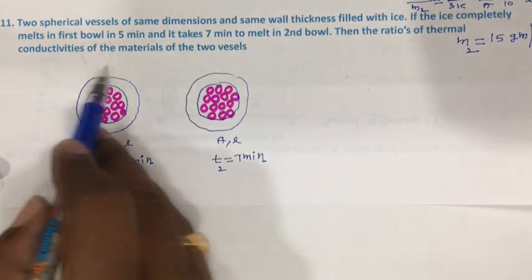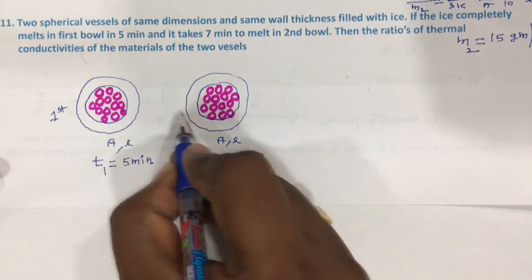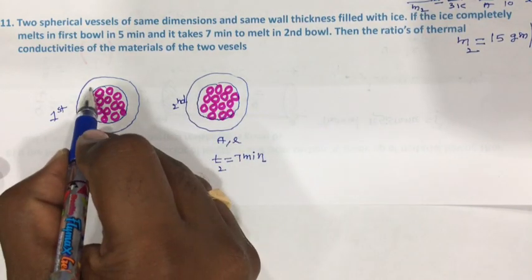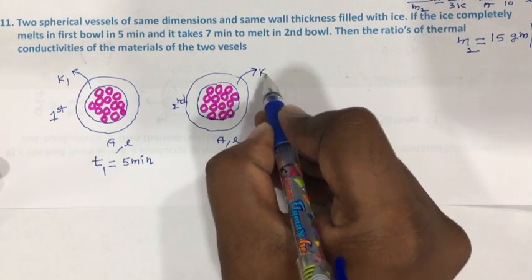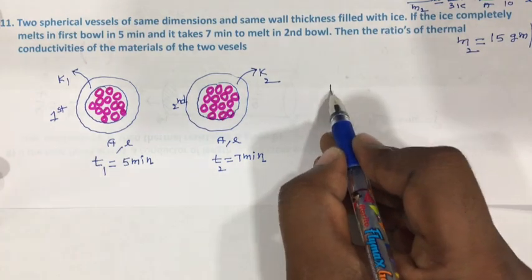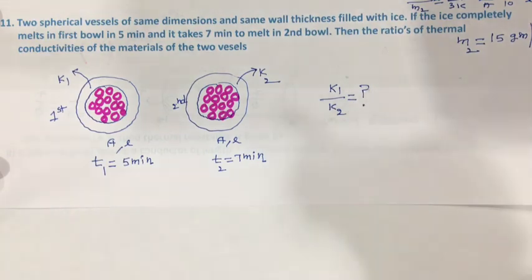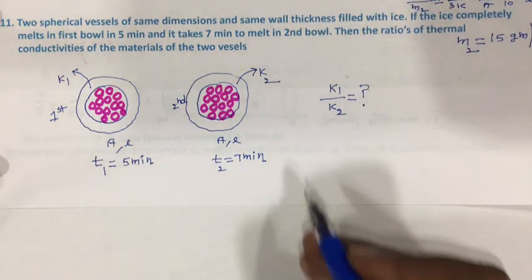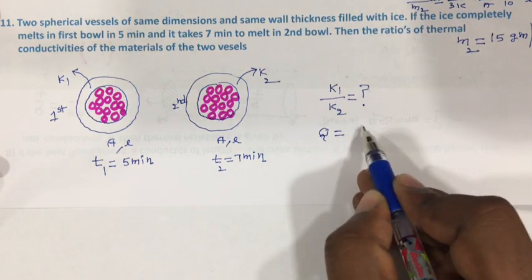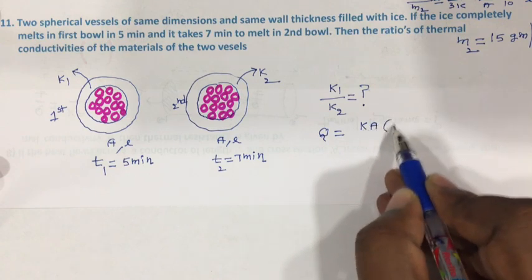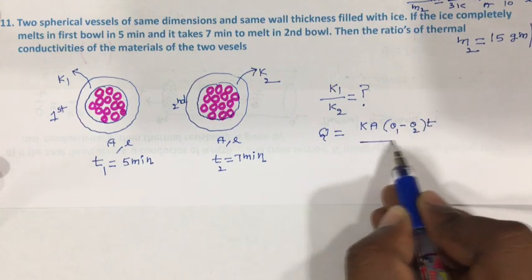Then the ratio of thermal conductivities of materials of the two vessels. So this is the first vessel, and this is the second vessel. The coefficient of thermal conductivity of the first vessel is K1, and of the second vessel is K2. We want to find the ratio of thermal conductivities, K1 upon K2 is equal to question mark. Use the basic formula: Q is equal to K A (theta 1 minus theta 2) times T upon L.